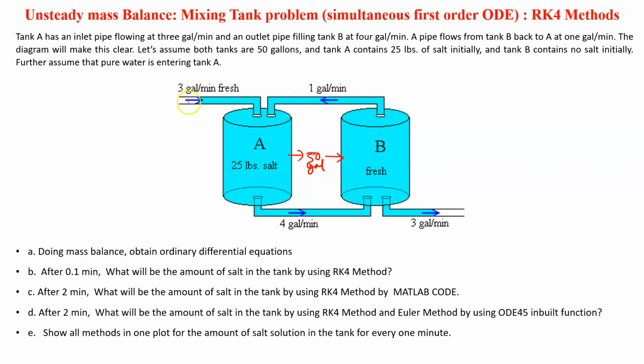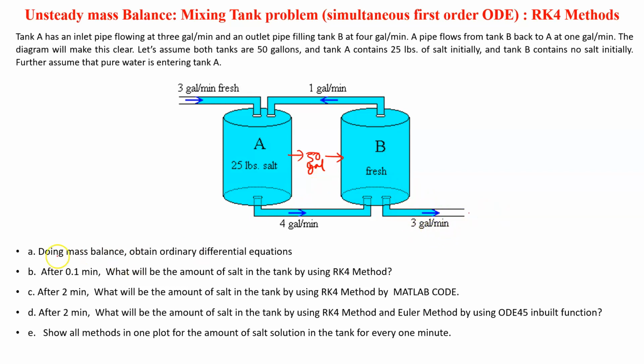For tank A, fresh water is coming in at 3 gallons per minute, and from tank A another outlet is there, at 4 gallons per minute, that is going to B. And from B, two outlets are there: one outlet coming back to A, and another going outwards, that is 3 gallons per minute.